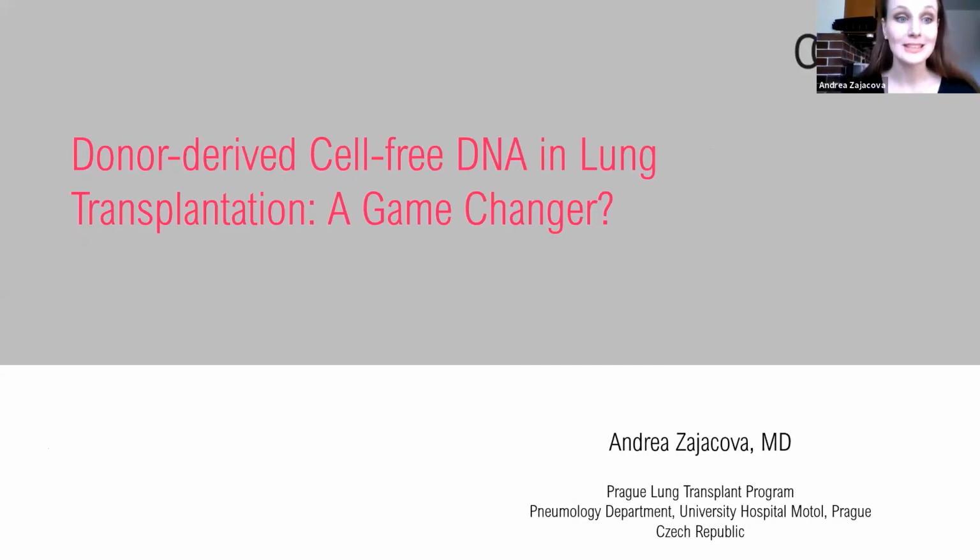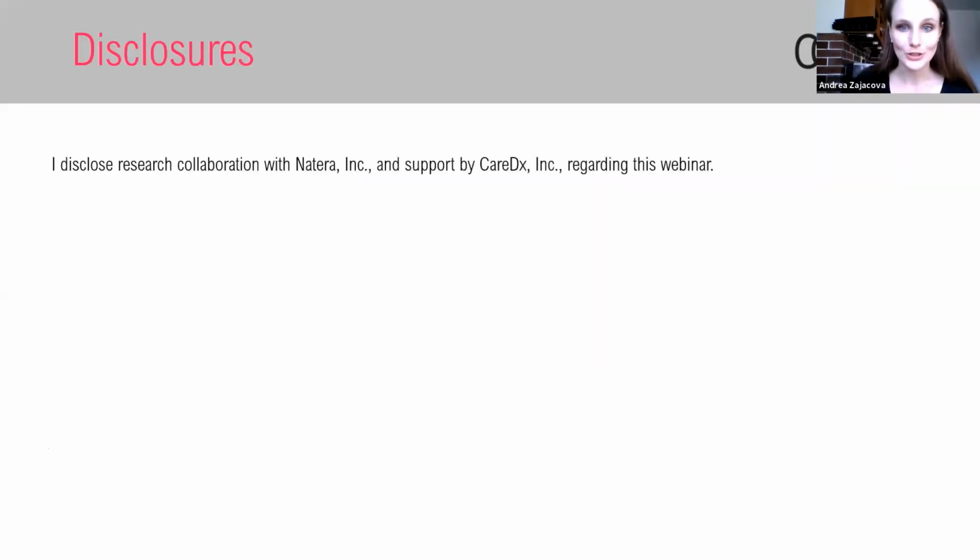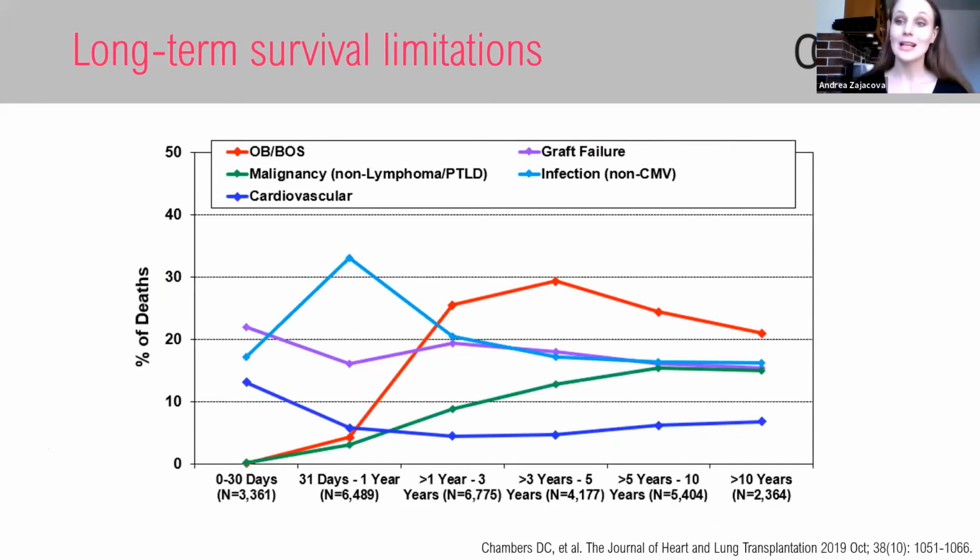The title of my presentation is Donor-derived cell-free DNA in lung transplantation, a game changer. My disclosures. When it comes to lung transplantation, of all major organ transplantation, the lung transplant recipients have the worst long-term survival. The median overall survival is about 6 years. The major cause of morbidity and mortality in the long-term period is chronic lung allograft dysfunction.